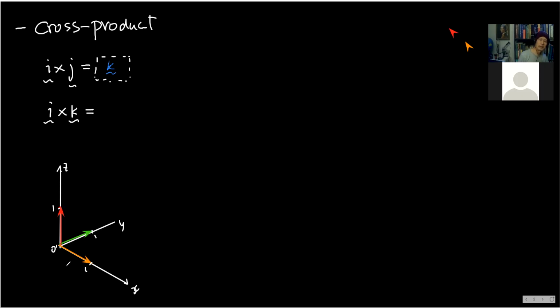So this is I, J, K. Negative J, right? So I use the right hand rule. You have I and the cross product, then you get negative J. That's right.